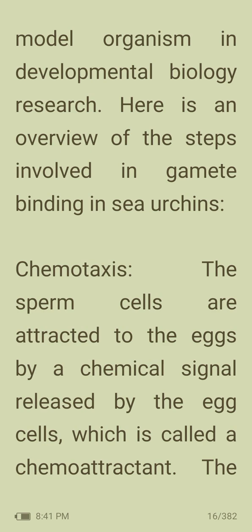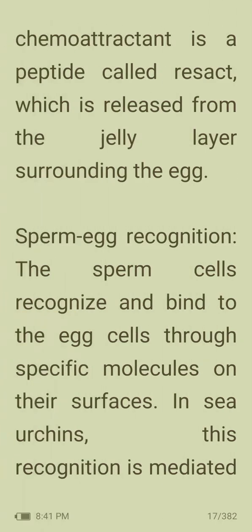So here is an overview of the steps involved in gamete binding in sea urchins. First, chemotaxis. The sperm cells are attracted to the eggs by a chemical signal released by the egg cells, which is called chemoattractant. The chemoattractant is a peptide called ResAct, which is released from the jelly layer surrounding the egg.